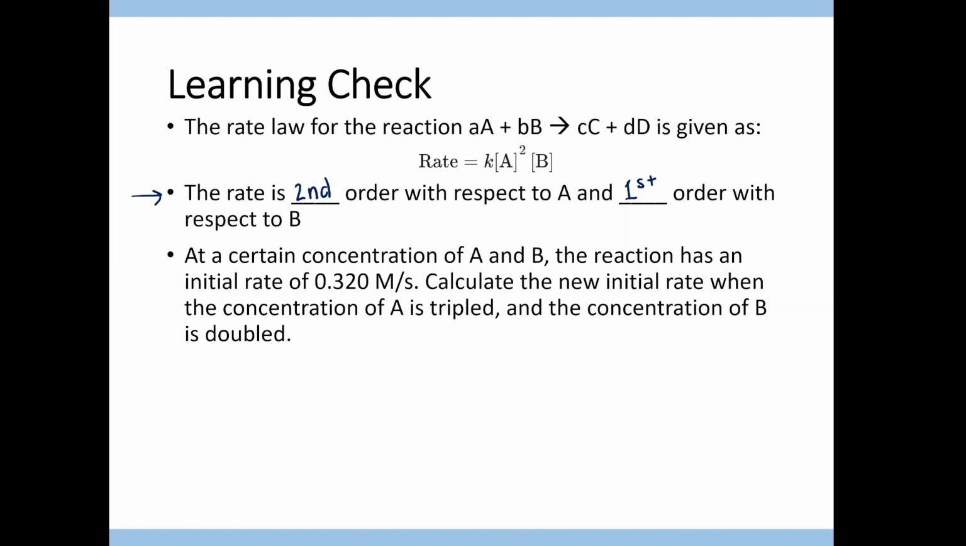Okay, now second bullet point, or third, I guess. At a certain concentration of A and B, the reaction has an initial rate of 0.320 molarity per second. Calculate the new initial rate when the concentration of A is tripled and the concentration of B is doubled. So, for this question here, we have to consider the rate order for each reactant and the result of tripling the concentration of one and doubling the concentration of another.